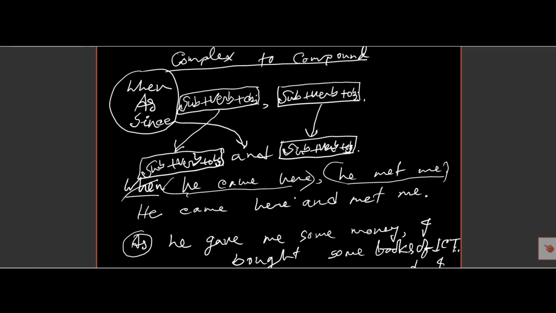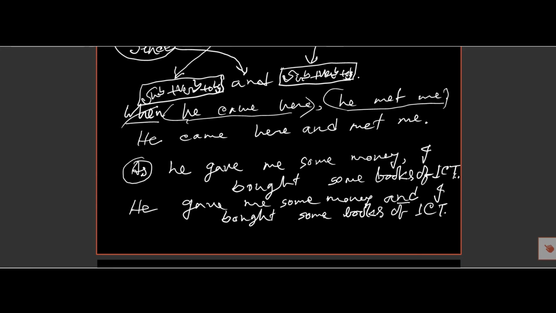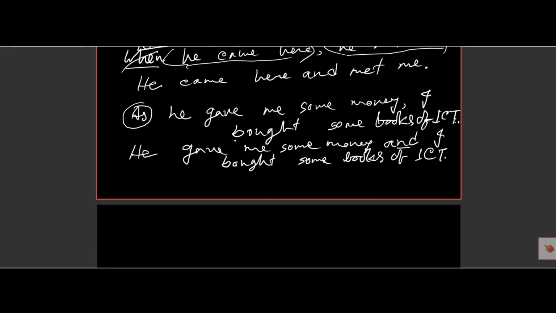And another example: as he gave me some money, I bought some books of ICT. We begin with this part, he gave, and removing the comma we put and, then the other part. So this is one example, one rule, one structure.